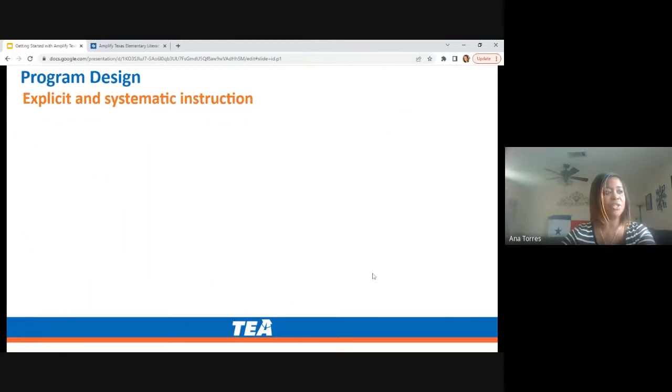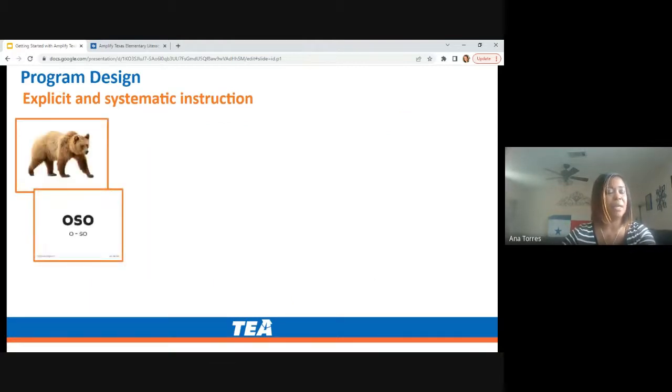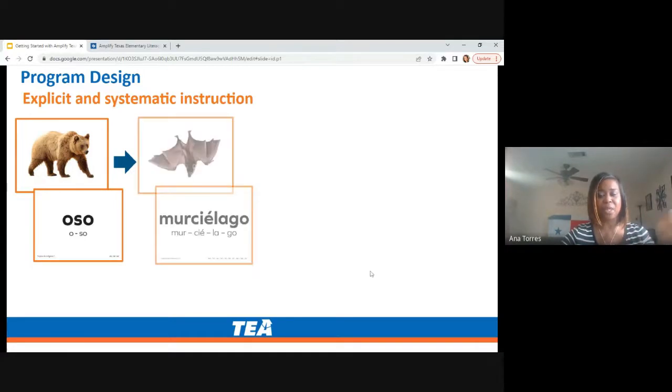But let's also continue looking at other examples. We're going to compare these examples of text and vocabulary from kindergarten and second grade. Explicit instruction in Spanish foundational literacy supports students in decoding and comprehending more complex words. Like in this example, from oso, the kinder example, to murciélago, right? For second grade.